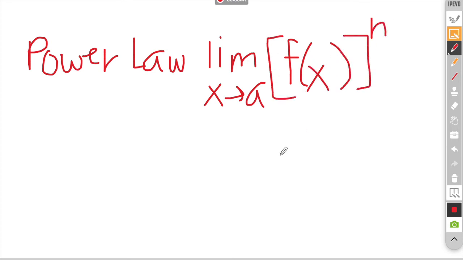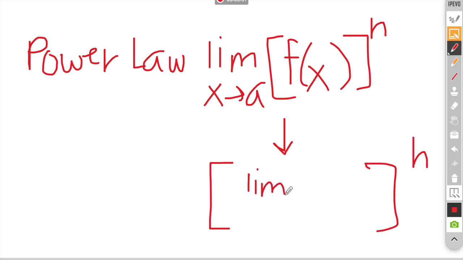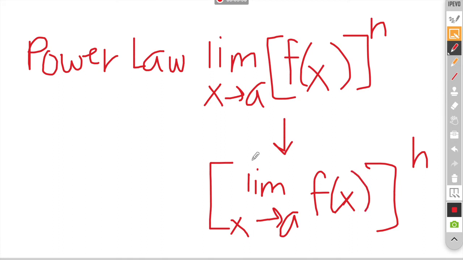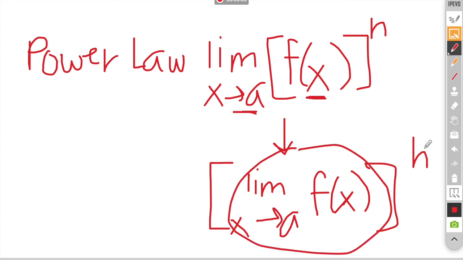Now, instead of leaving it like this, you don't need to do it just like that. You can basically take the power to the whole limit. So you can do the limit as x goes to a of f of x, and then raise that whole thing to the power n, because what you're usually going to do is just plug in this a value for x and then raise that to the power. So just leaving it like this and then doing it to a power of n would be the same case.